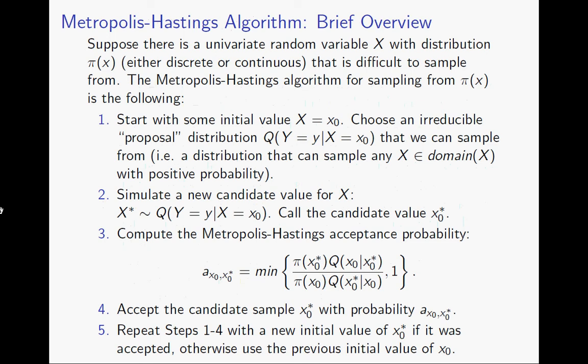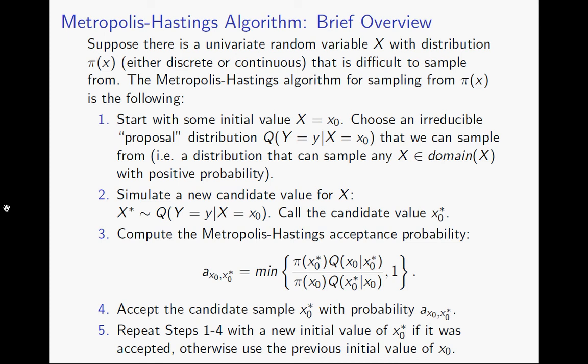Now suppose we have a univariate random variable x with some distribution that's either discrete or continuous, doesn't matter, and it's difficult to sample from. We can't sample from it directly. The algorithm says start with some initial value of that random variable, let's say x naught, and then choose a proposal distribution that can actually move from that x naught to a new x. We should be able to sample any x in its domain with some positive probability.